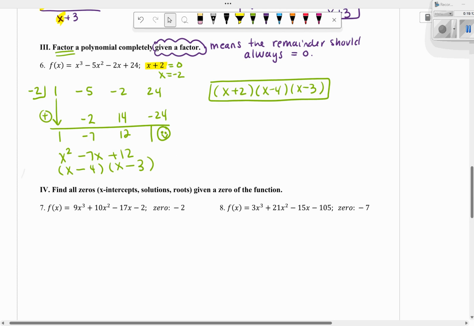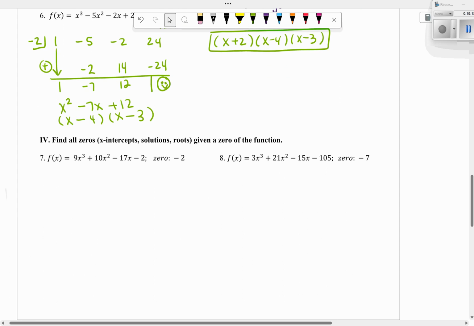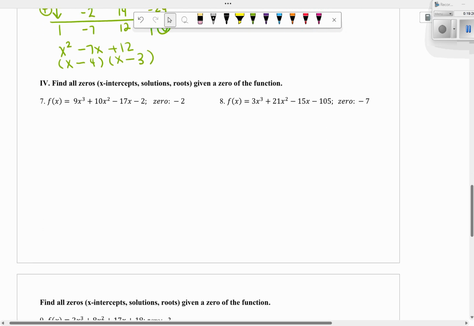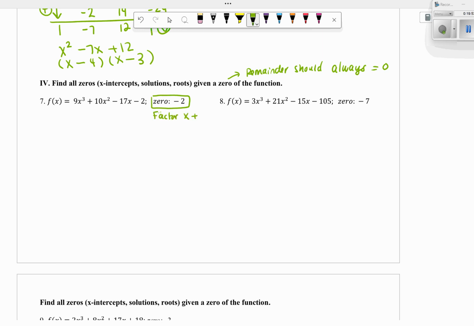All right, so the next part says we're going to find all the zeros, x-intercepts, solutions, roots given a 0 of the function. So for this one, it's kind of the same idea as the last problem, where if you're given a 0, then the remainder should always equal 0. So if this is the 0, then remember, the 0 is what goes in the box, but we could write this as a factor. The factor would be x plus 2, and you can check your work.